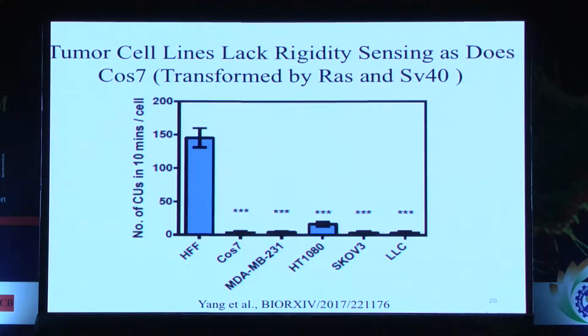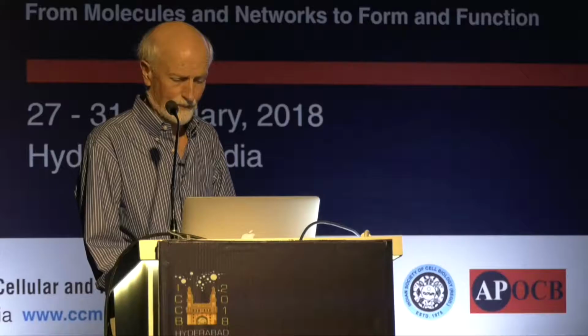So we tested 4 different cancer cells that are all transformed, as well as COS7 cells, which are not cancerous but are indeed transformed, and looked at the number of local rigidity sensing contractions that those cells would exhibit in the first 10 to 20 minutes on a surface, and found that none of those cells were able to generate a significant number of sensing contractions, whereas the HFFs gave 10 to 100 times as many.